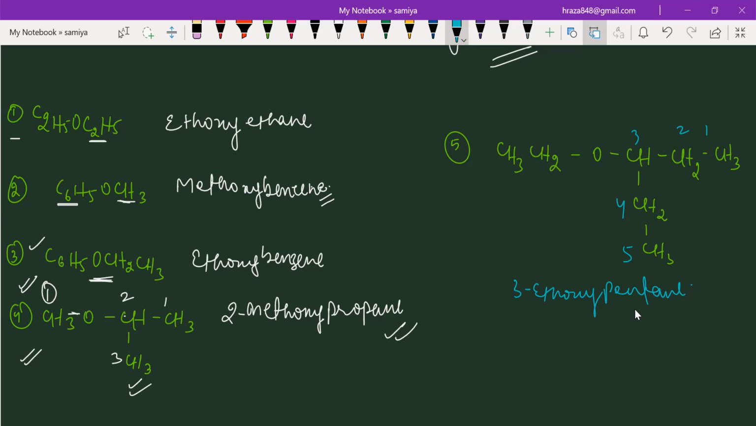So from here we will continue in the next class, basically alcohols and phenols structures and then preparation of alcohols.